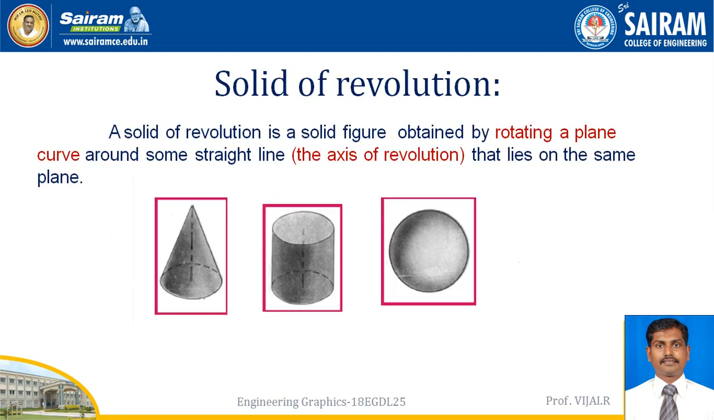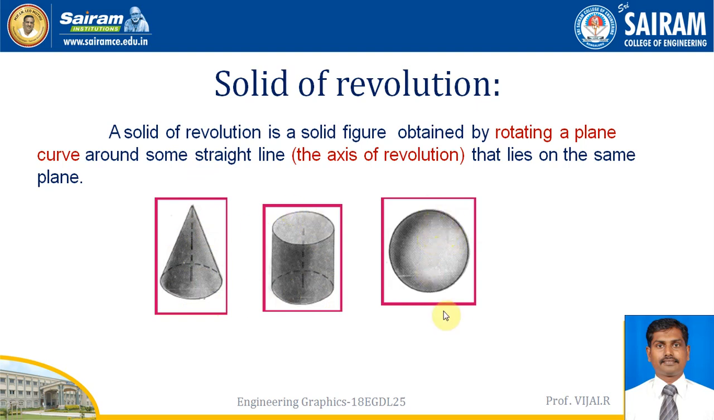Next is the solid of revolution. As I said, a solid of revolution is a figure obtained by rotating a plane surface or curve around a straight line. Here, in the triangle cut section, we come to know that it's a triangular surface which is rotated around the axis. Here a rectangular surface is rotated around the axis, so we get the cylinder.